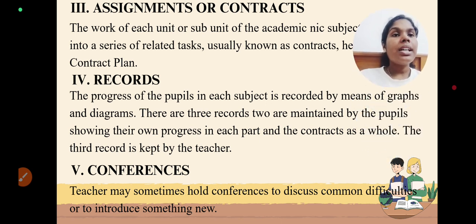Next one is the record. The progress of the pupils is recorded by means of graphs and diagrams. There are mainly three records. Two of them are maintained by the pupil himself, and the third one is kept by the teacher. Next one is the conferences. Teachers may arrange conferences to discuss some common difficulties or to introduce something new to them. So these are the attributes of the Dalton plan.